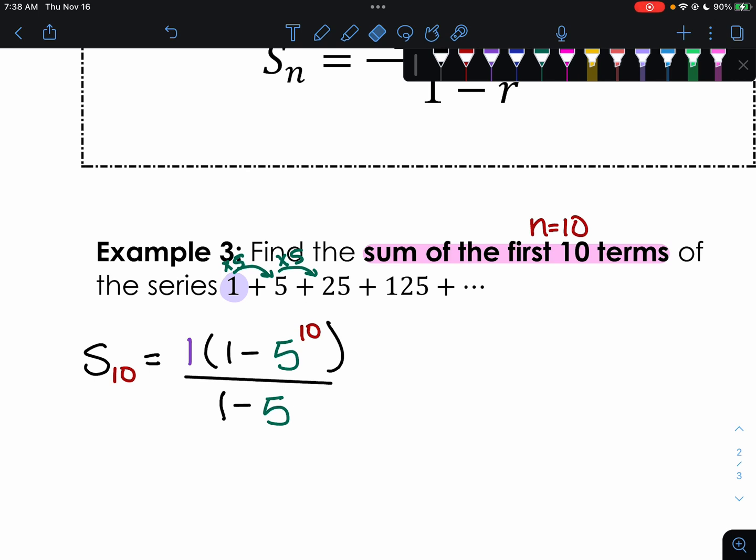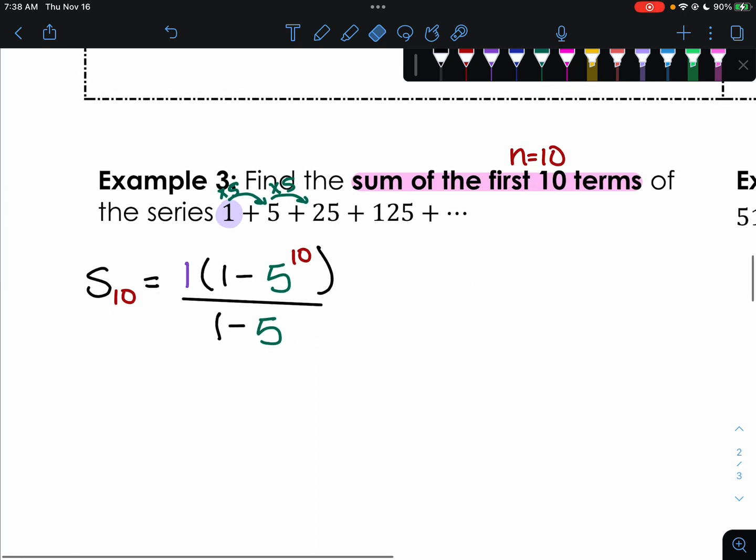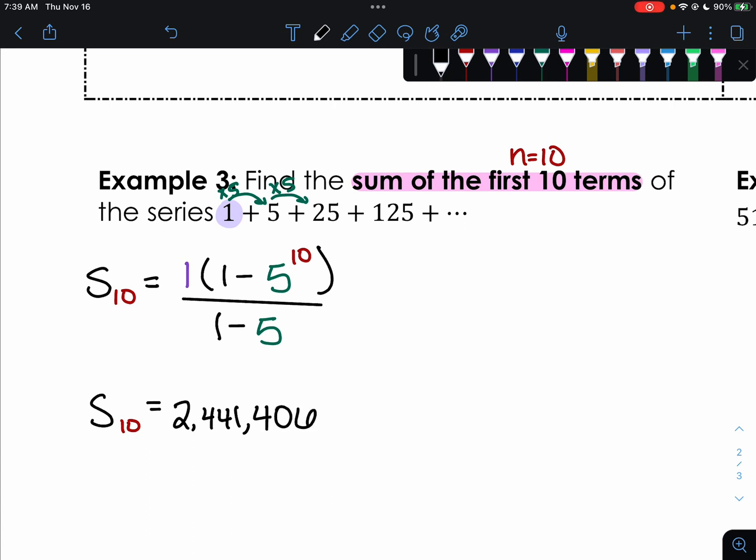So when we type it into our handy dandy calculator, we do get a really, really big number, but you got to think this is growing at a fast rate. So the number should be really, really big. So we get 2,441,406. So that would be the sum of the first 10 terms.